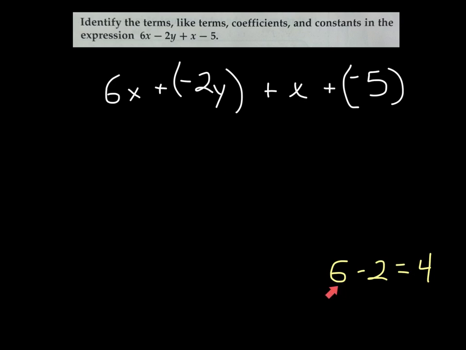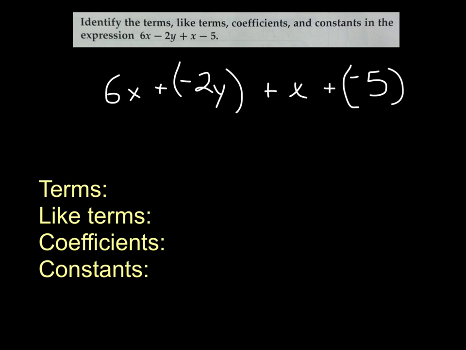Think of it this way. 6 minus 2 is 4, right? But if I change that negative to a plus and then make it a negative 2, if I have 6 plus a negative 2, that also equals 4. So really it's going to make things a little easier a little later on here. I'm asked to identify my terms.